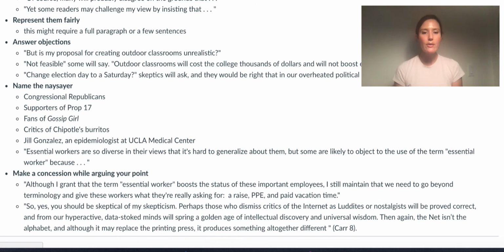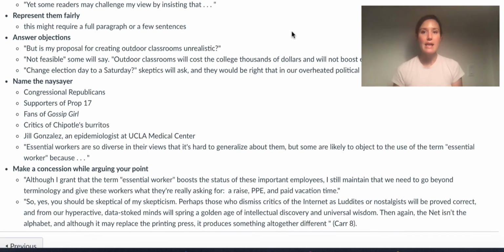So, although I grant that the term essential worker boosts the status of these important employees, I still maintain that, followed by the rest of the sentence. So, although, and then you grant the merits of the other point of view, you agree with one part of it, you're still going to insist on whatever your point of view is. Here's an example from Is Google Making Us Stupid, which you read a couple weeks ago.